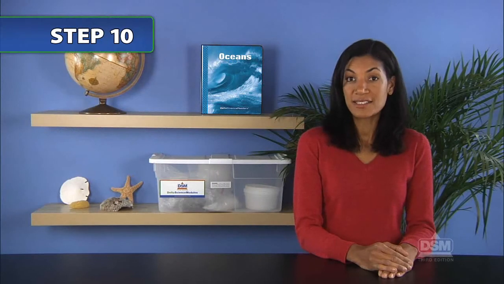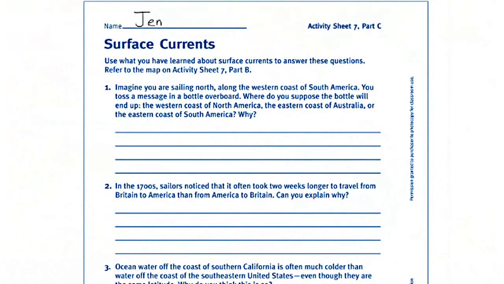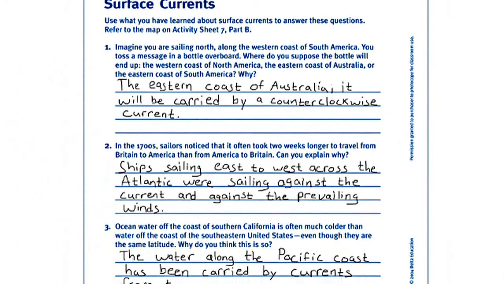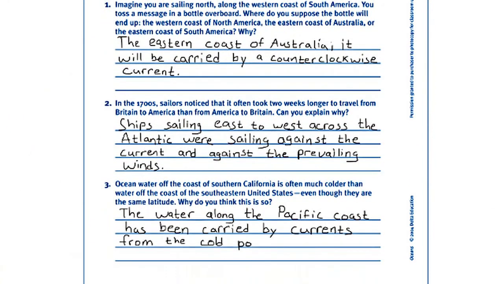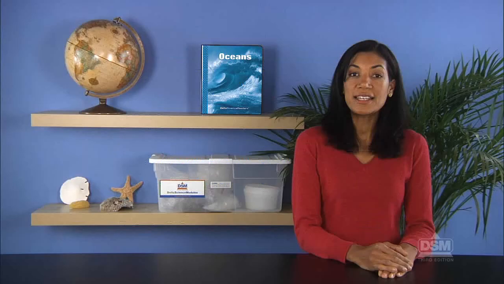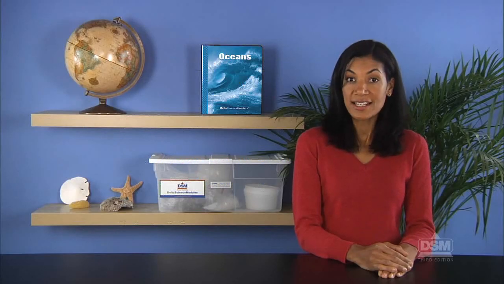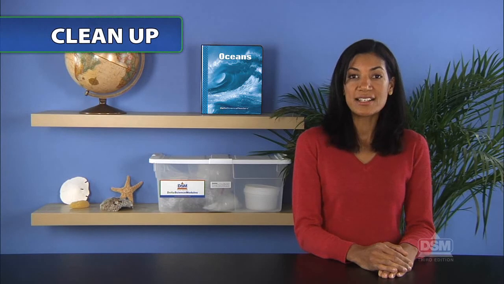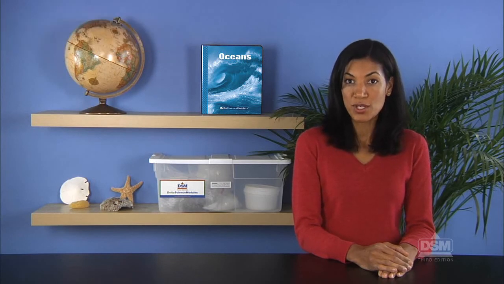Distribute a copy of Activity Sheet 7, Part C, to each student, and tell them to use the maps they have just completed to answer questions 1 through 3. Review their answers as a class. Finally, inform students that in the next activity, they will learn how density currents form and how they move. To conclude the activity, post or discard the resource sheets. Return the master sheet to the kit.